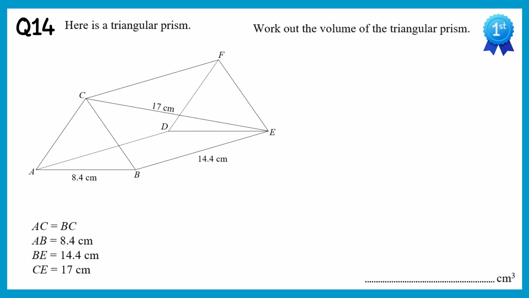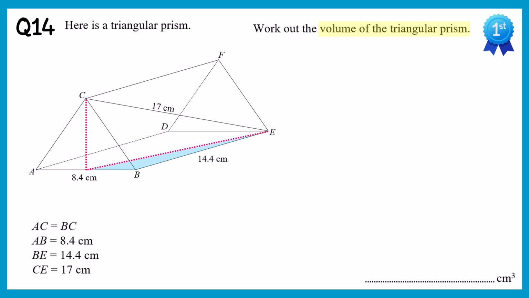In this question, we're looking to find the volume of this triangular prism. In order to do this, we're going to need to find this length here, which goes from C to the centre of the baseline AB. In order to find that line, we're also going to need to find this line here first, which connects together the centre of the line AB to the point E.